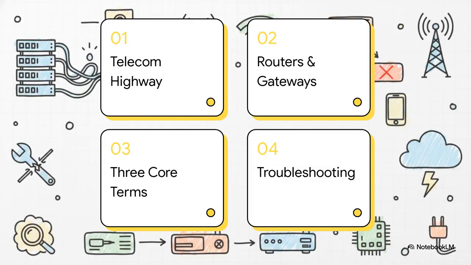So here's our game plan for today's micro to macro journey. 1. Inside the telecom highway. 2. Routers and the gateway. 3. The three core terms. And 4. Troubleshooting using analogies. Let's just dive right in.